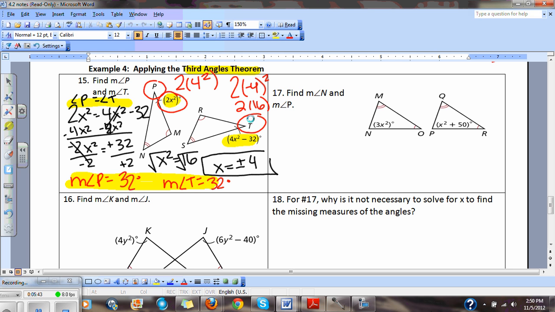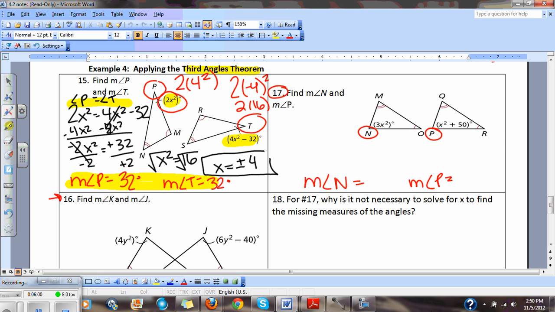Let's see. I'll set up number 17 with you, and then I want to see if you guys can do number 16 on your own. So number 17, find the measure of angle N, find the measure of angle P. So now at the end, I want to know what N is, and I want to know what angle P is. So I shouldn't just solve for x and be done.